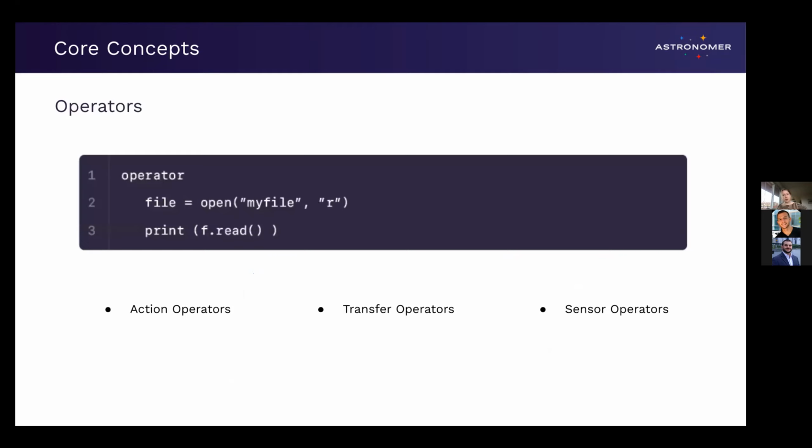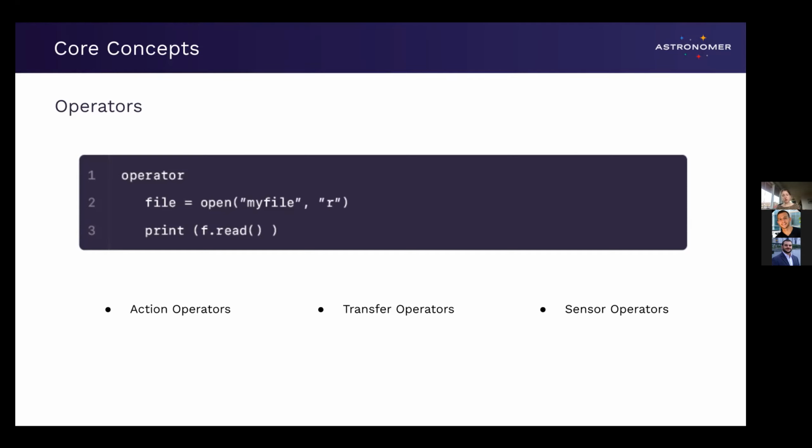Drilling down one level deeper, the next concept is an operator. Operators are like the building blocks of Airflow. You can think of them as a wrapper around each task that's going to define the work that task actually does. There are a couple of different general types of operators to be aware of when working with Airflow. The first is action operators. Those are operators that do a specific thing, like the Python operator executes a Python function, or the bash operator executes a bash script.